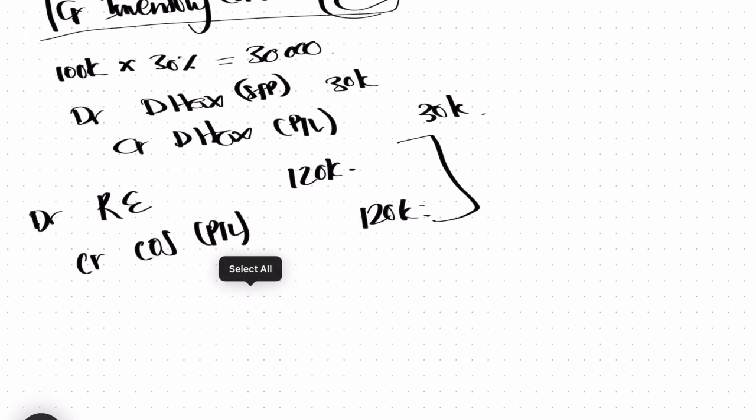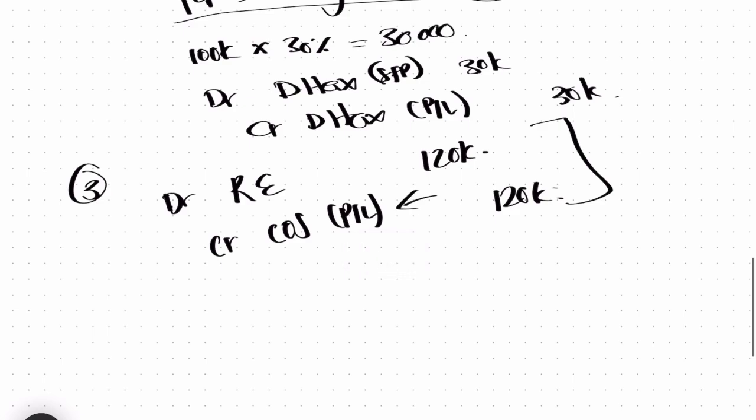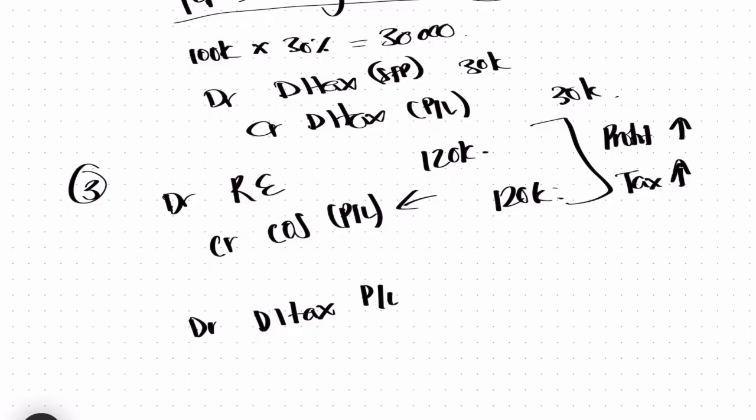So if we think about the current year and what we've done with the cost of sales, where we've credited profit or loss, what has happened to profit? If we're crediting our cost of sales, then our profit must be going up. And if my profit is going up, it means my tax is also going up. So I am going to have to debit my tax expense in profit or loss. So I'm going to debit my deferred tax, and it's going to be 30% of the 120,000.